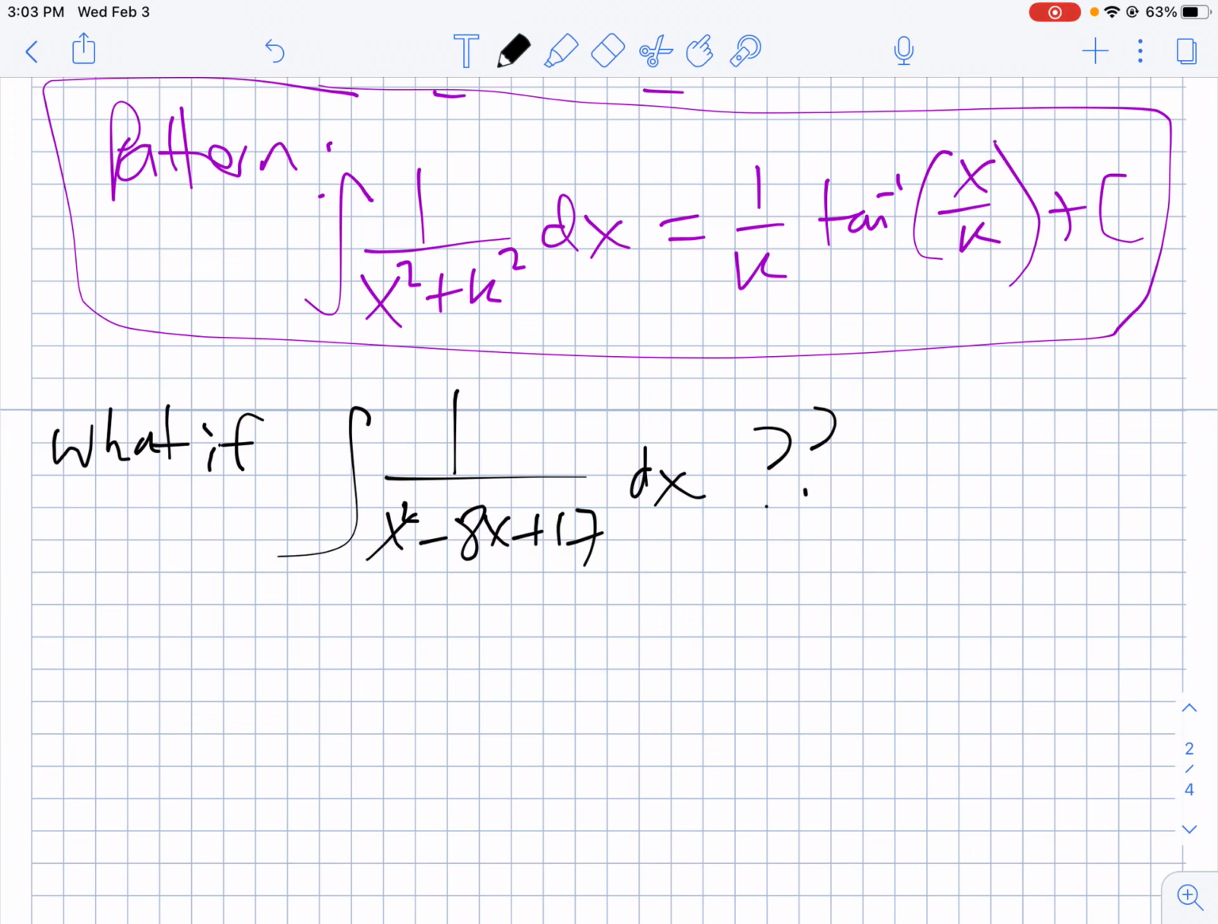So we're going to continue now looking at what happens if you have something like a quadratic in the bottom that can't be factored. And again, remember, if you can factor, you can use partial fractions, and that's generally going to be the easy strategy. What if you have something with an x term? So 1 over x squared minus 8x plus 17. If we just had a constant term, we can use the strategy with inverse tangent. But what if you have something like this?